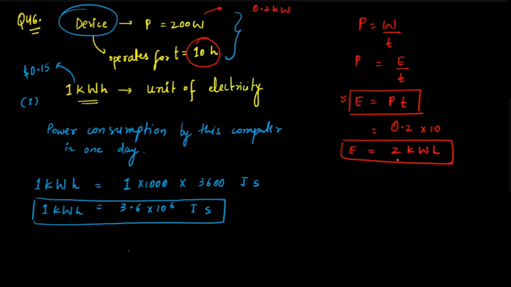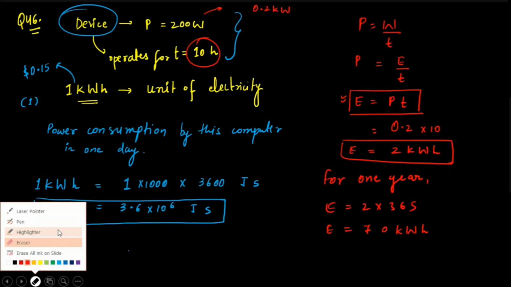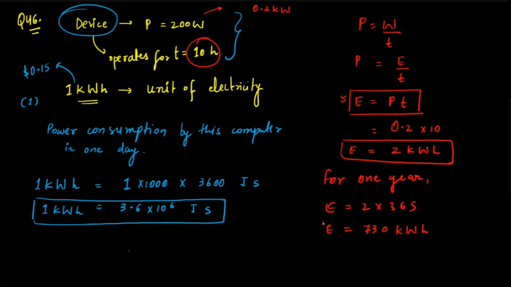So if in 1 day it is consuming 2 kilowatt hour of energy, how much is it going to consume for the entire year? Multiply by 365. Yes. So total energy is going to be 2 times 365, which is going to be what? Tell me. 730. Yes, 730. So this much energy is going to be consumed for the entire year.